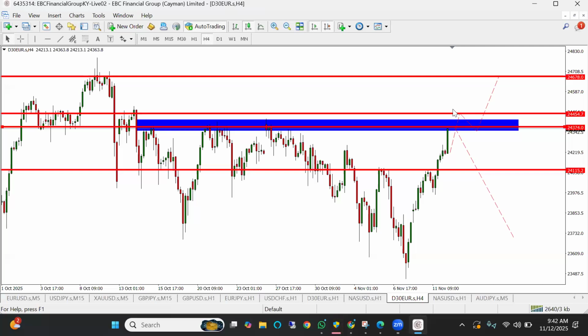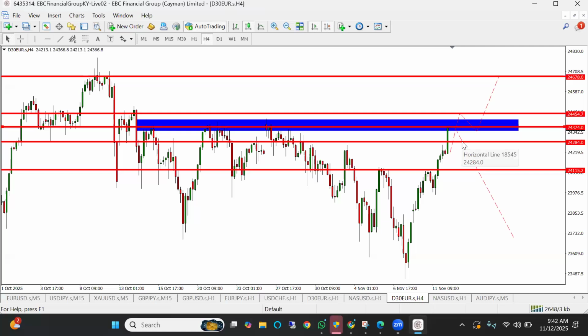If that happens, just hold on. Wait for a retest of that point where it has broken. Once price comes there, go for your buy. Put your stop loss just below that zone, maybe around 24284.0, and you are good to go. You can just screenshot this right now so that you don't have to be looking for the prices. You can just screen grab this.